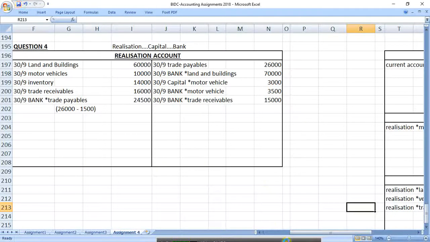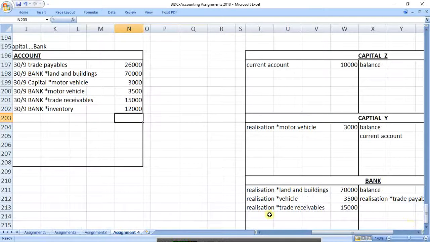The inventory was sold at 12,000. So inventory is sold, bank would have gone up. Bank would have been debited, this would have been credited. Why? Because of the inventory. How much was it sold for? 12,000. So 12,000 goes there, and then in the debit here, you would have had realization, inventory, if you were asked to do these other accounts, and then you would have put 12,000 there as well.